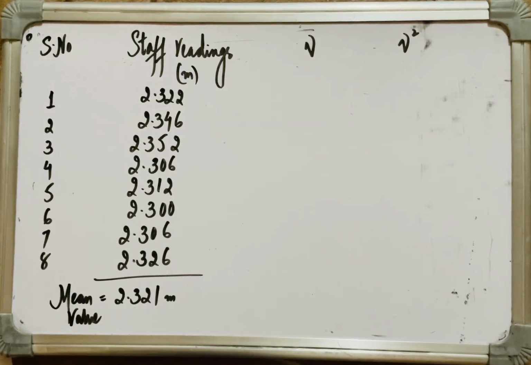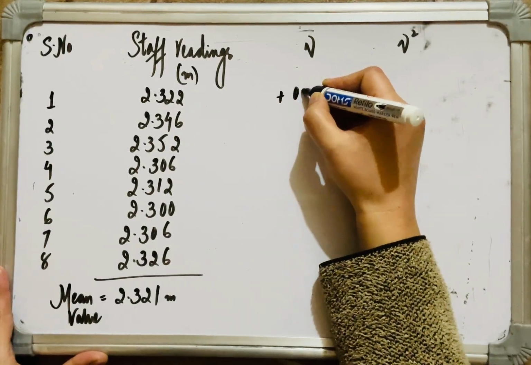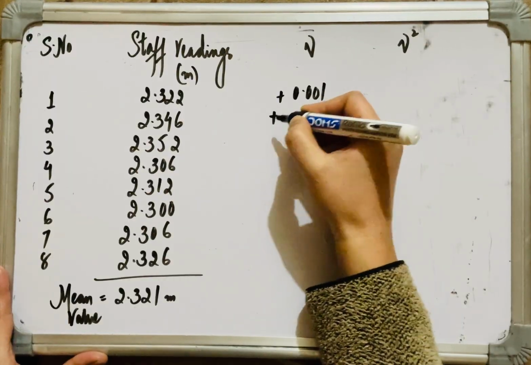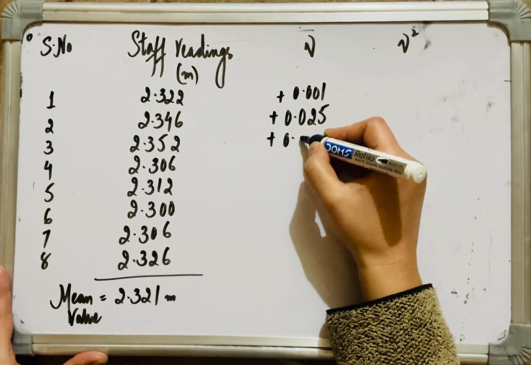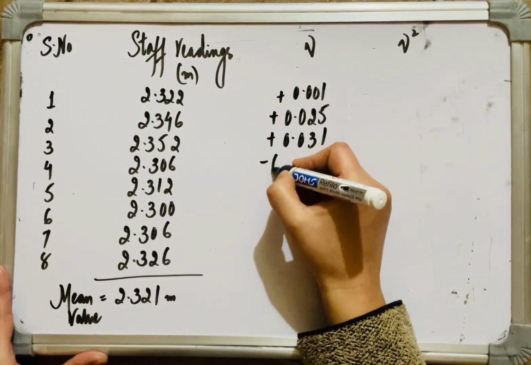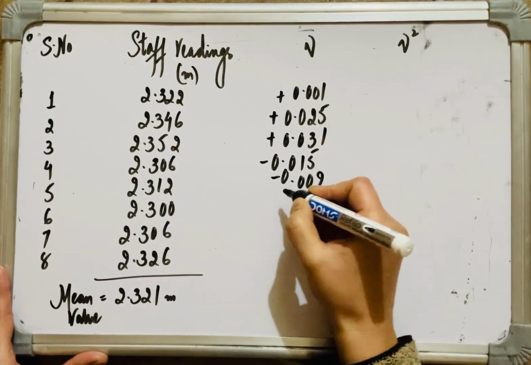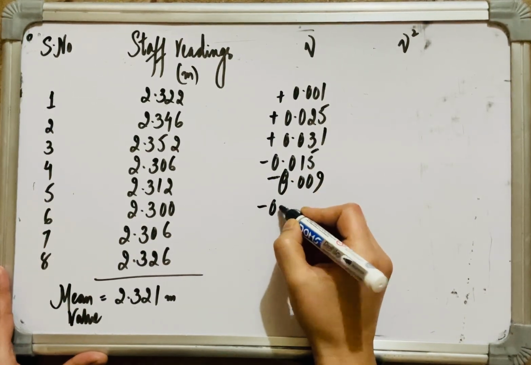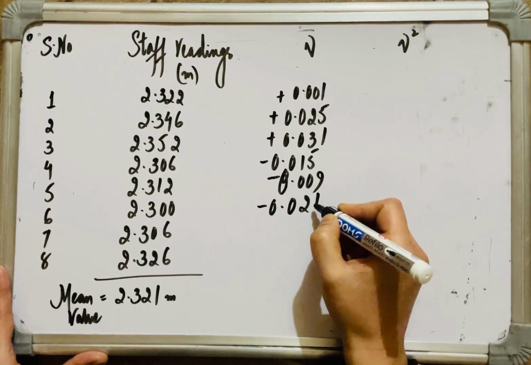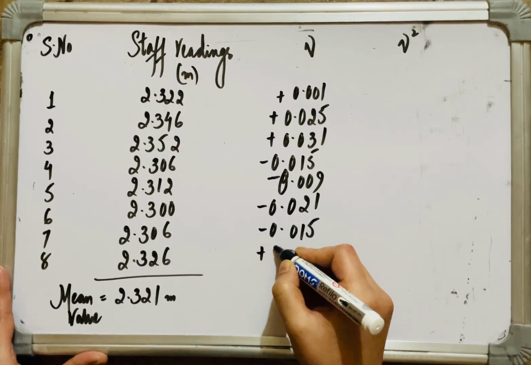Next, I have to calculate the residual. That means I have to subtract this mean value from every staff reading. First, I'll be having plus 0.001, then plus 0.025, then plus 0.031, then minus 0.015, minus 0.009, then minus 0.021, then minus 0.015, and lastly plus 0.005.